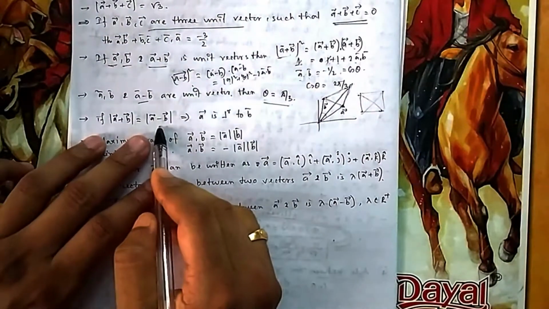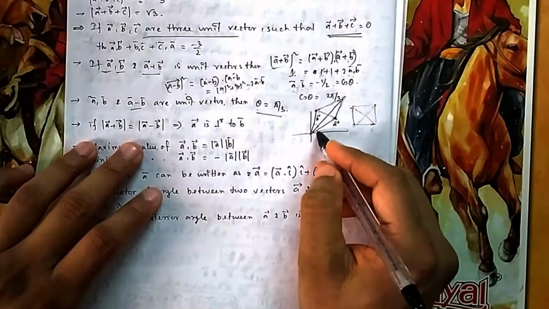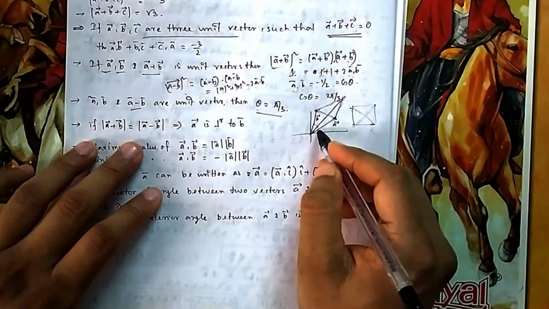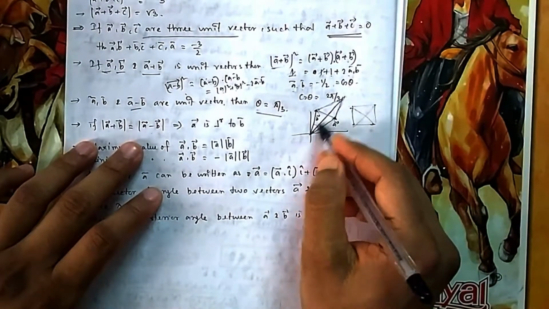If mod a plus b is equal to mod a minus b, that is very interesting. Suppose you have vector a and vector b, then I told you which one is representing a plus b, this is a plus b.